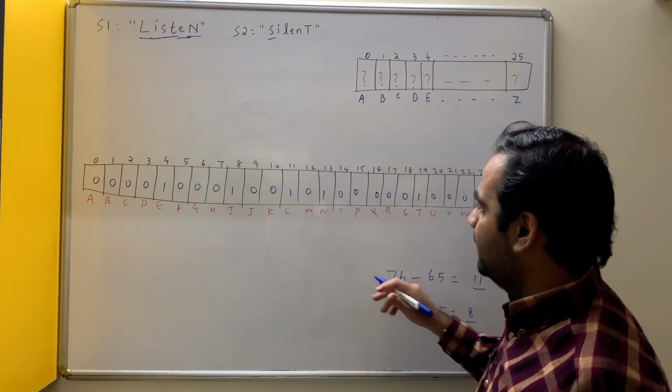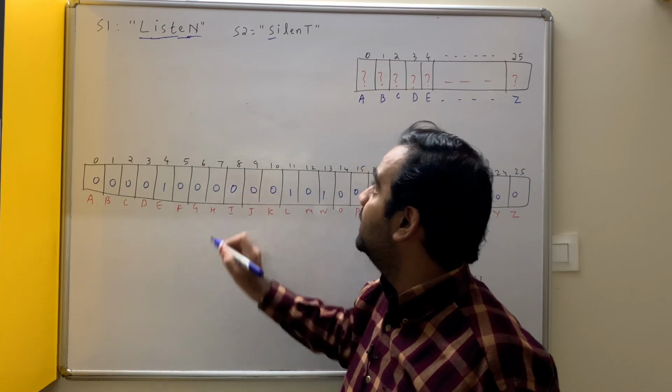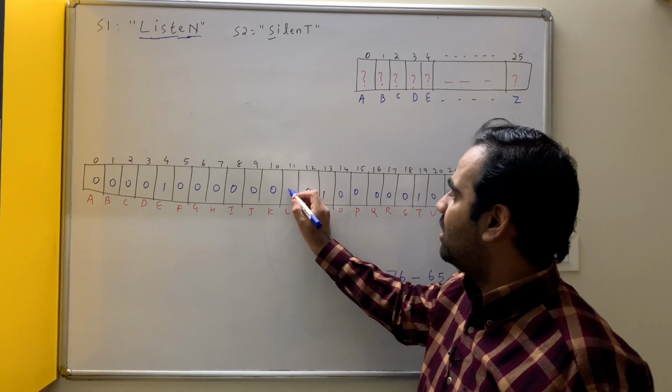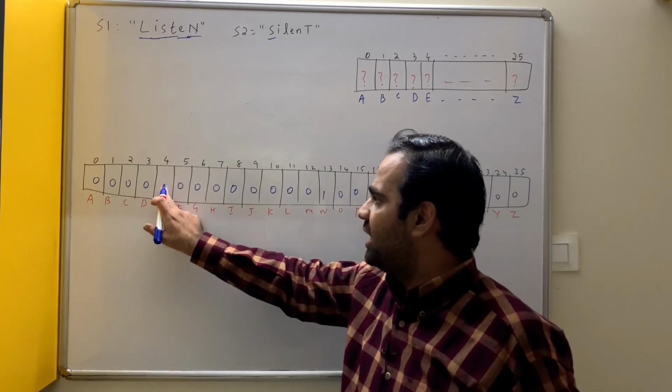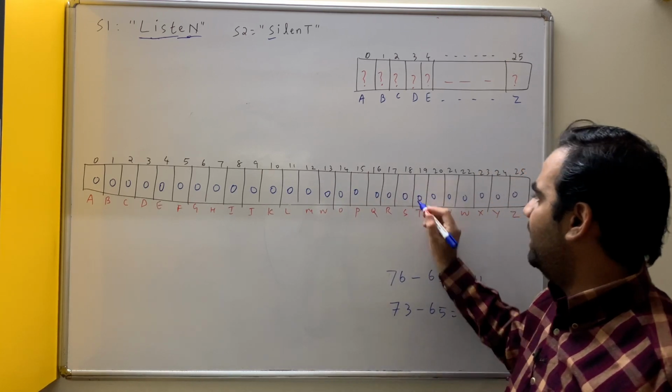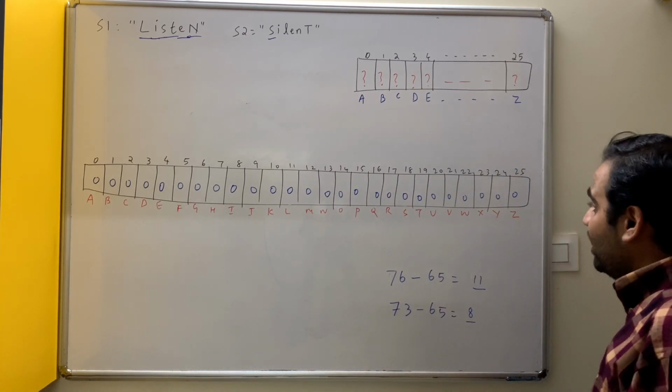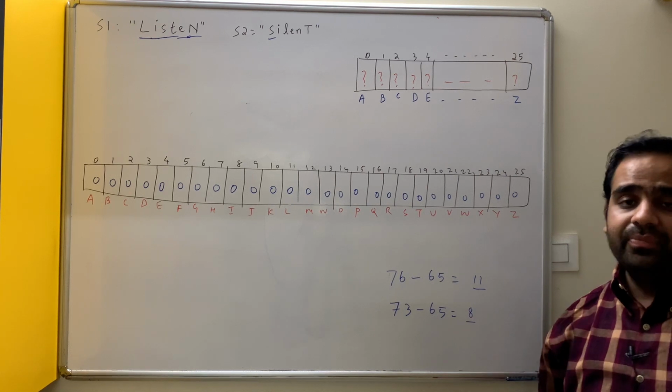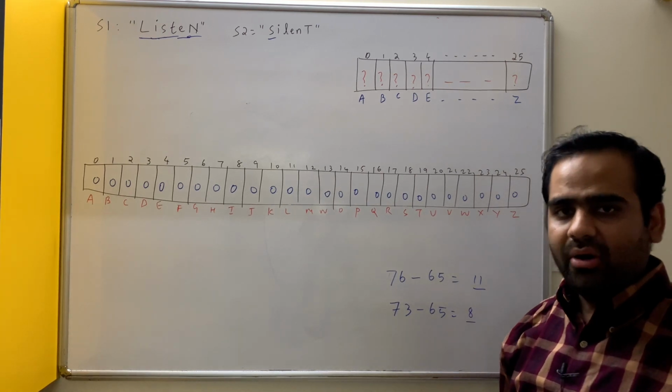Next you take I. Now where is I? You decrement the count. Next is L. You decrement the count. Next is E, you decrement the count. Next is N, you decrement the count. Next is T, you decrement the count. Now at the end, if the complete array is 0, that means the two strings are anagrams of each other.